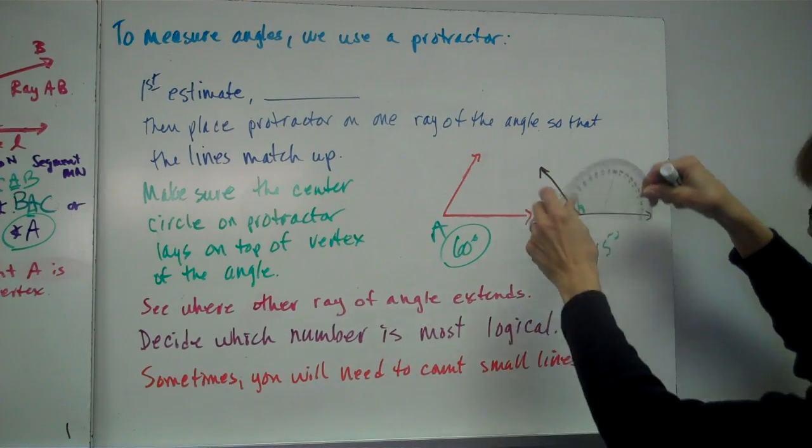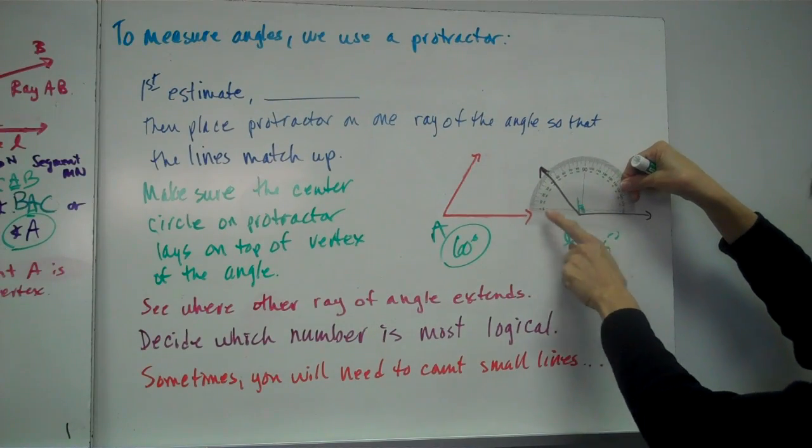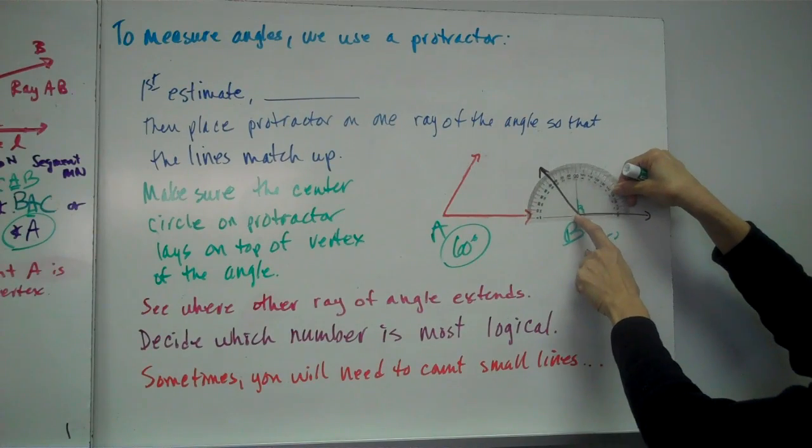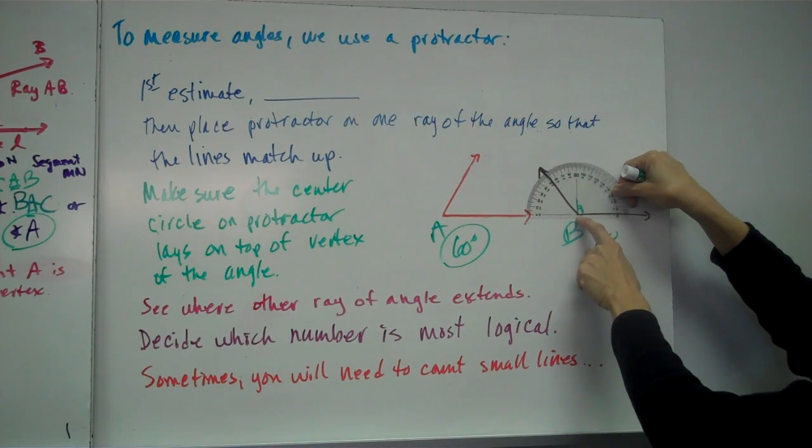And let me do it again for this one now. For this one, I lay the line that's on the bottom of the protractor on one of the rays, as long as that circle on the protractor is right on the vertex.